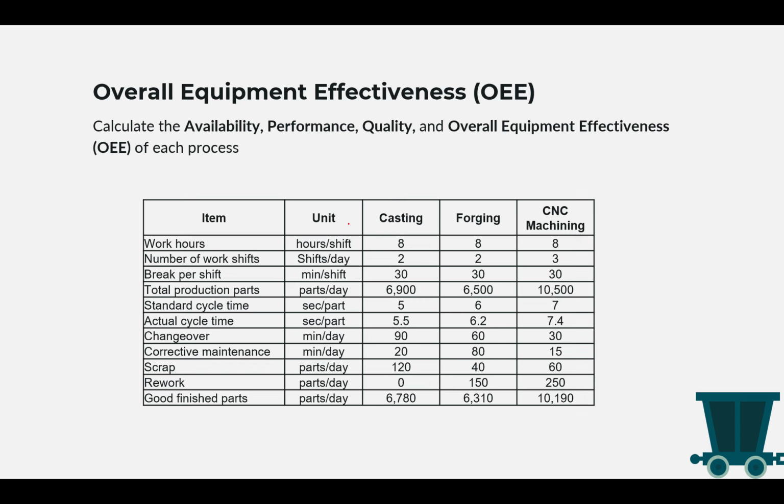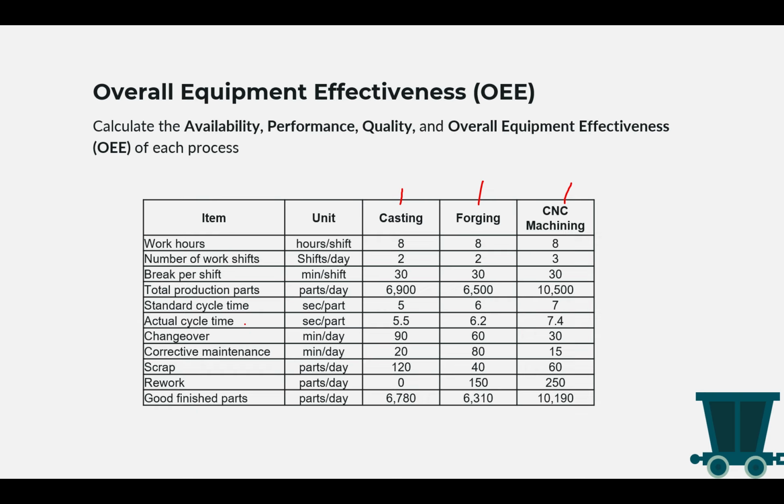We've got this data. There are three processes: casting, forging, and CNC machining. The work hours are 8 hours per shift. The number of work shifts is 2 or 3, depending on the process. And then there is also a break per shift. The total production, as you can see in the table. There is also standard cycle time, or floor-to-floor time.